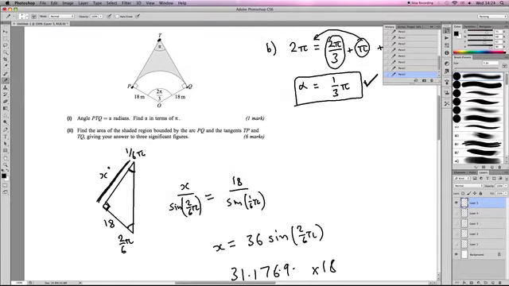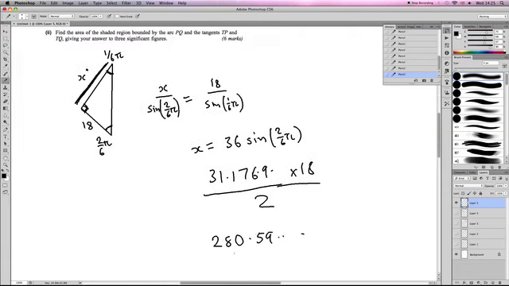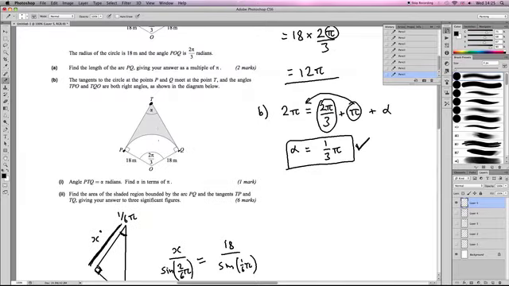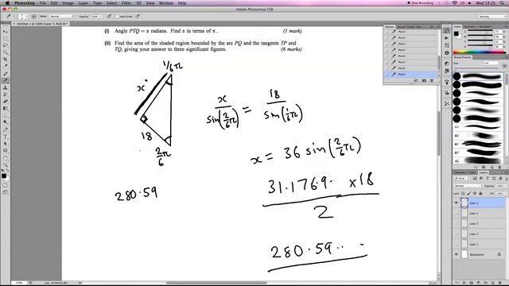If that's half of a third, that's definitely 6. Likewise, this is definitely right as well. Alright, we'll stick with it. This is probably right then. So the area of this triangle here is 280.59. But we need to double it because we have 2 triangles here. So we double that now.